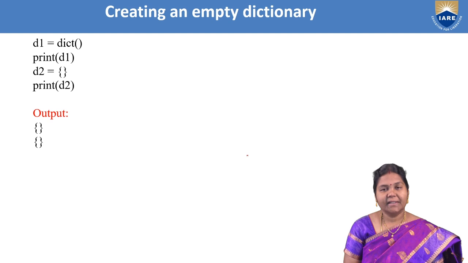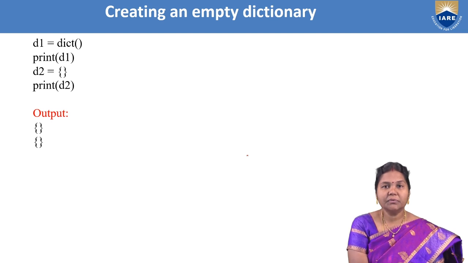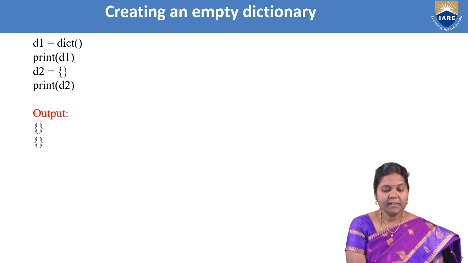Now let us start with the examples. First, let us see how to create empty dictionaries. To create a dictionary, there is a built-in method called the dict method. Otherwise, using the curly braces also, you can create a dictionary. Here you can see the example: D1 is equal to dict() creates a dictionary. Print D1 shows an empty dictionary is created. Similarly, D2 is also an empty dictionary, created using the curly braces. Both are valid ways for creating empty dictionaries in Python.